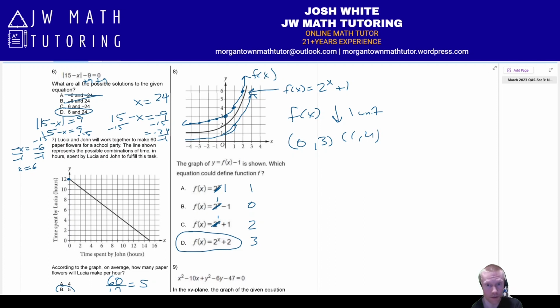So if you would go ahead and shift it up 1 unit, like 2 to the x up 1 unit would become 2 to the x plus 1, and then shift it up another unit to get the original function would make it 2 to the x plus 2. So you could figure it out that way, but I think it's so much easier to just find a point or two that's on the function, the graph of the function, and plug that into the answer choices and see which one it works for.